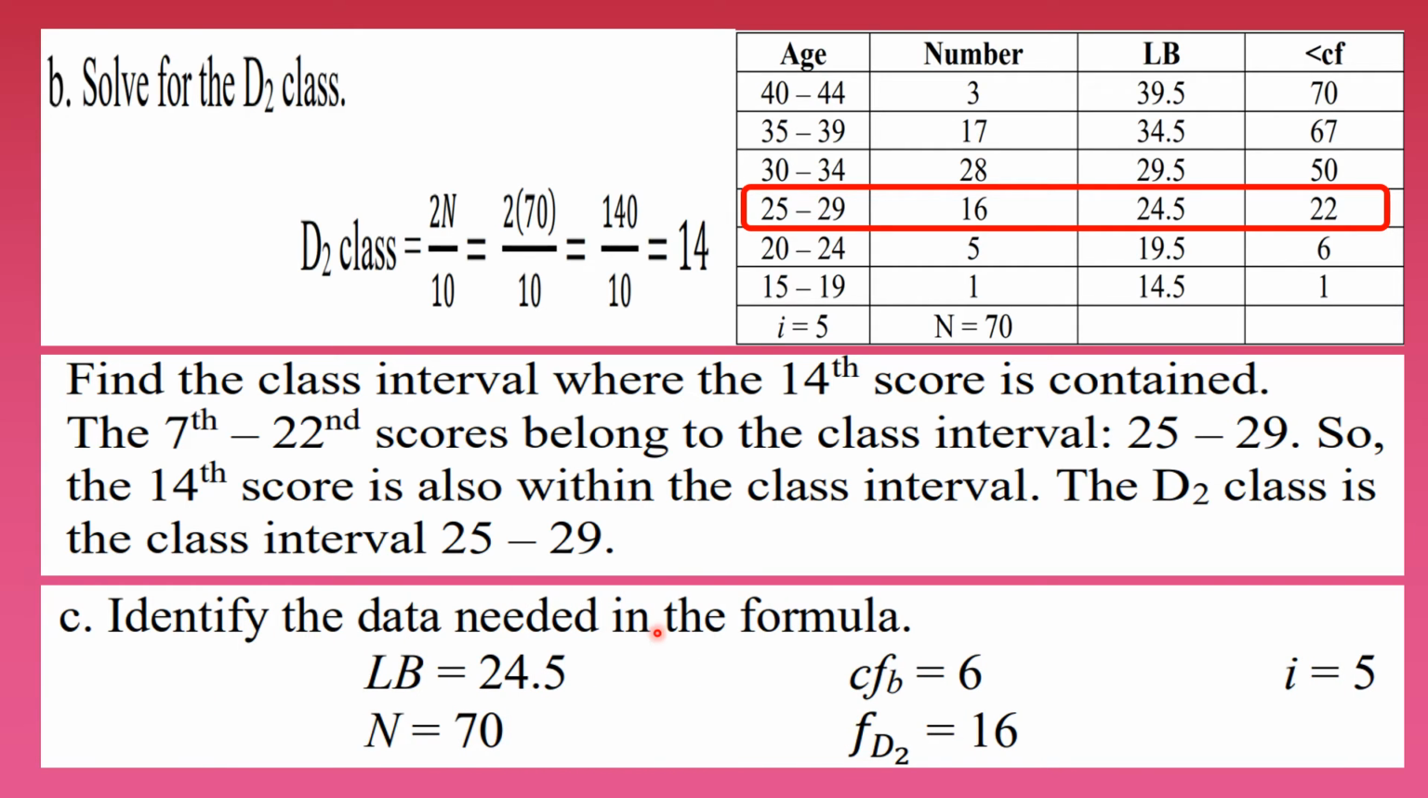Identify the data needed in the formula. Since your D sub 2 class is between 25 to 29, your lower boundary is 24.5. N is equal to 70. CF sub B is equal to 6, that is the less than cumulative frequency. F sub D sub 2 is equal to 16. And I is equal to 5.